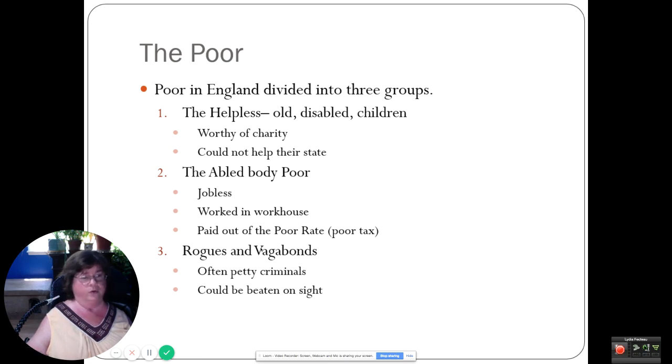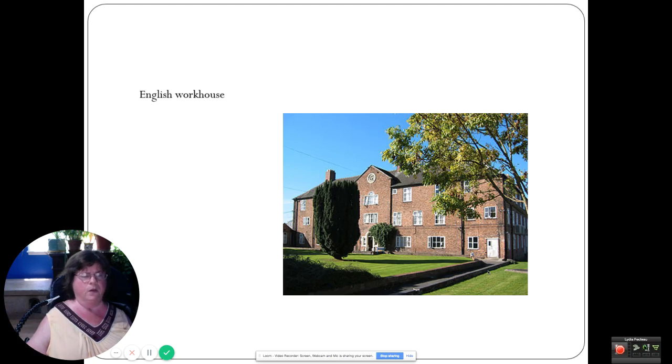Often petty criminals, and in fact, they were encouraged to be beaten on sight. These were the ones that were stuck in the pillories and had rotten fruit thrown at them and so on. This is a picture of an English workhouse.